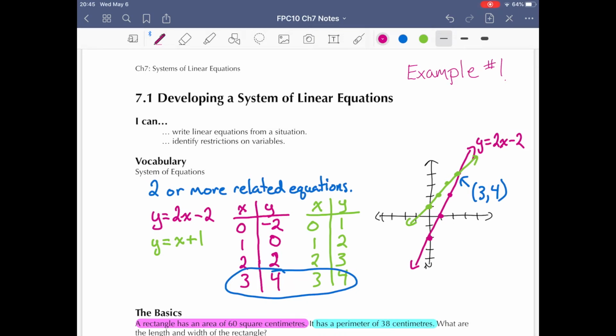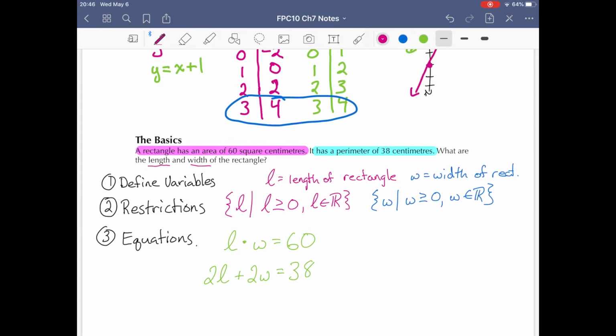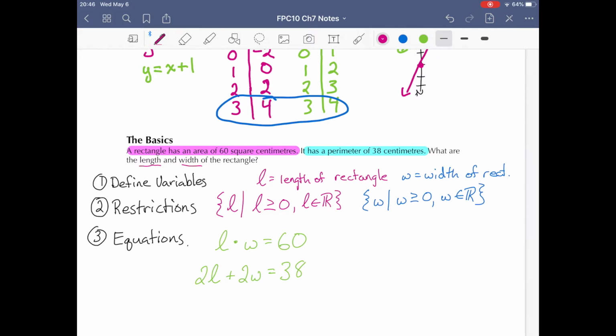Hello, this is Mr. Stein, and in this video, we're going to look at section 7.1, developing a system of linear equations. We're going to look at example number 1. After you're done this section, you should be able to write linear equations from a situation and identify restrictions on variables. Remember the 3 steps: define variables, identify restrictions, write the equations.